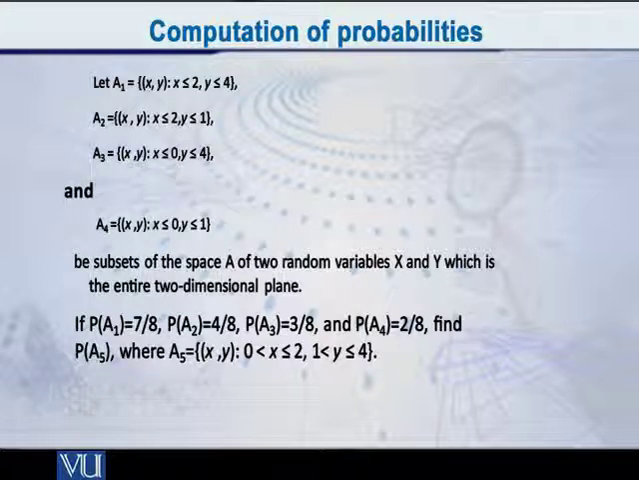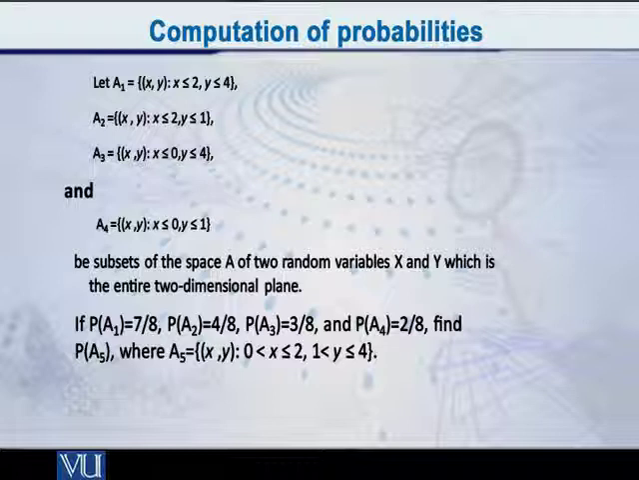Also, suppose that we are aware of the probabilities of these events. We know that the probability of A1 is 7 by 8, the probability of A2 is 4 by 8, the probability of A3 is 3 by 8, and the probability of A4 is 2 by 8. All this information is available with us, and what do we want to find?